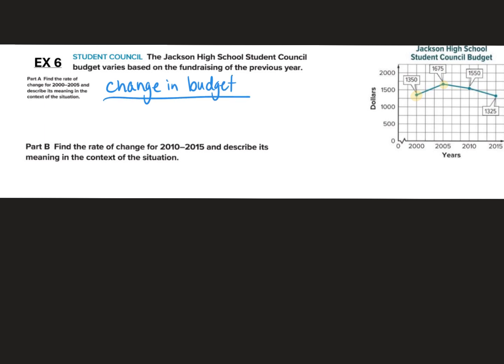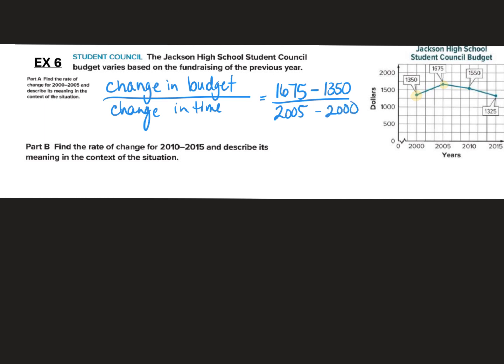Over the change in time. So this one isn't quite as easy as the last one. So how is this changing? In 2005, it is 1675. And in 2000, it's 1350. And that rate you find by subtracting. And then 2005 minus 2000, that's your change in years.